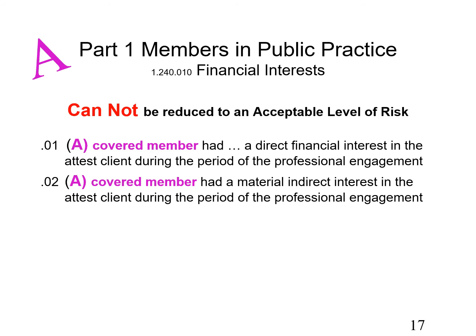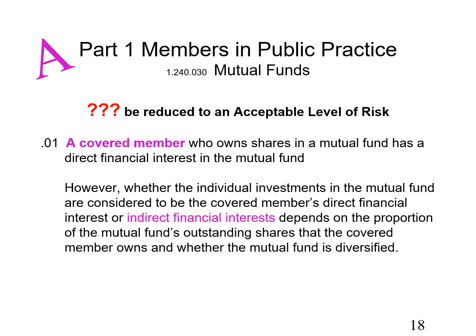Covered members had a material indirect interest in the audit client during the period of the engagement. So this can't be mitigated by safeguards. It will impair independence. We're still in Part A.